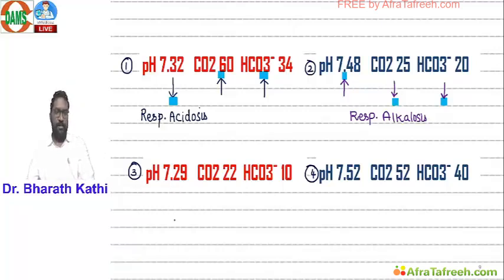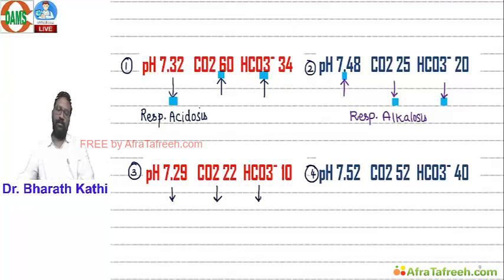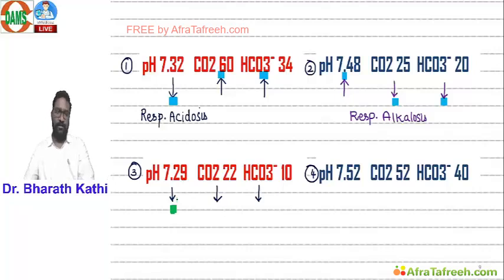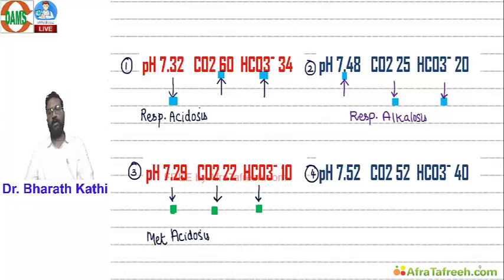Then third, pH reduced, CO2 reduced, bicarbonate reduced. Here pH is reduced, no doubt it is acidosis. Change in pH with respect to parameters is in the same direction. So what should be the name? Metabolic.